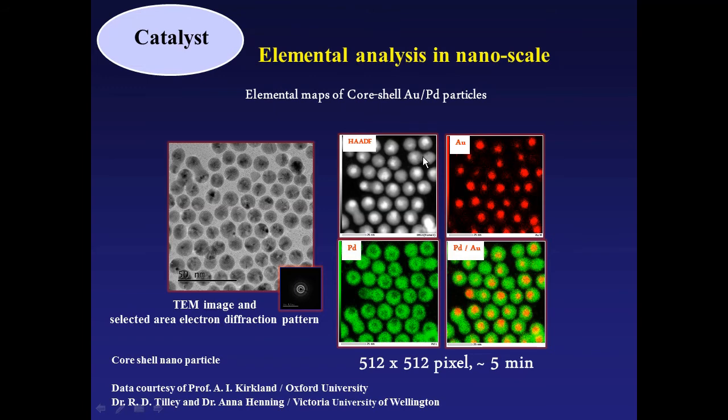Then, while scanning, we can simultaneously collect the gold characteristic X-ray, the palladium, and also the gold and palladium overlapped here. We can identify the core-shell structure, with gold inside and palladium outside. It was obtained in just 5 minutes due to the higher sensitivity of the X-ray detectors. We can make higher resolution imaging and, simultaneously, small area elemental analysis with high throughput.